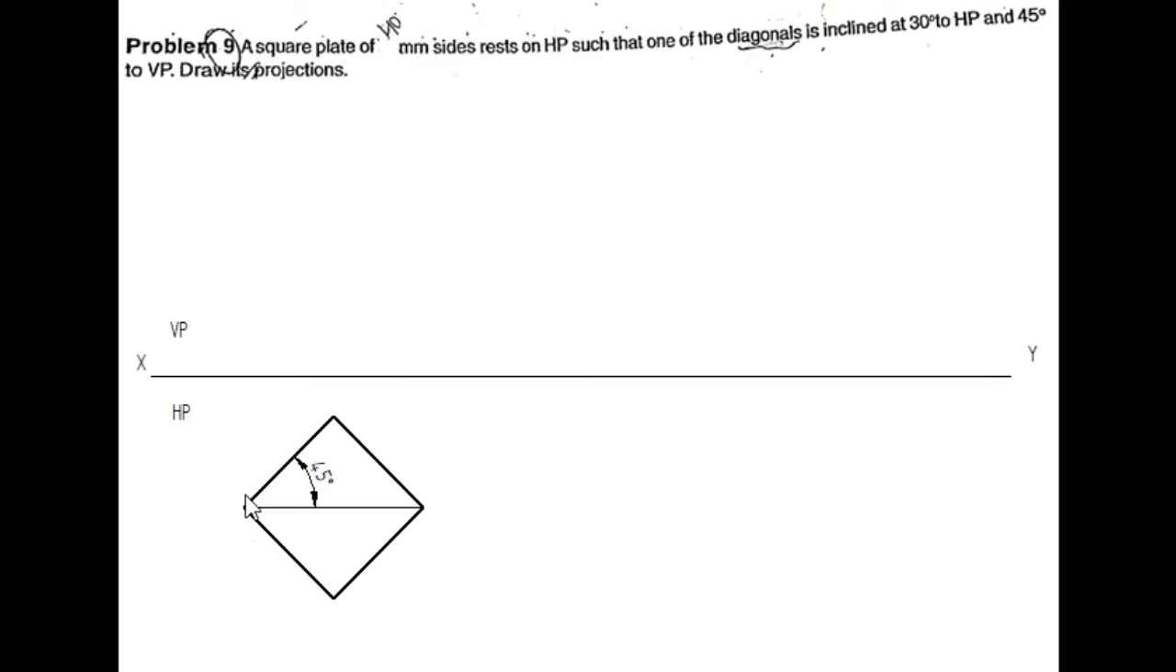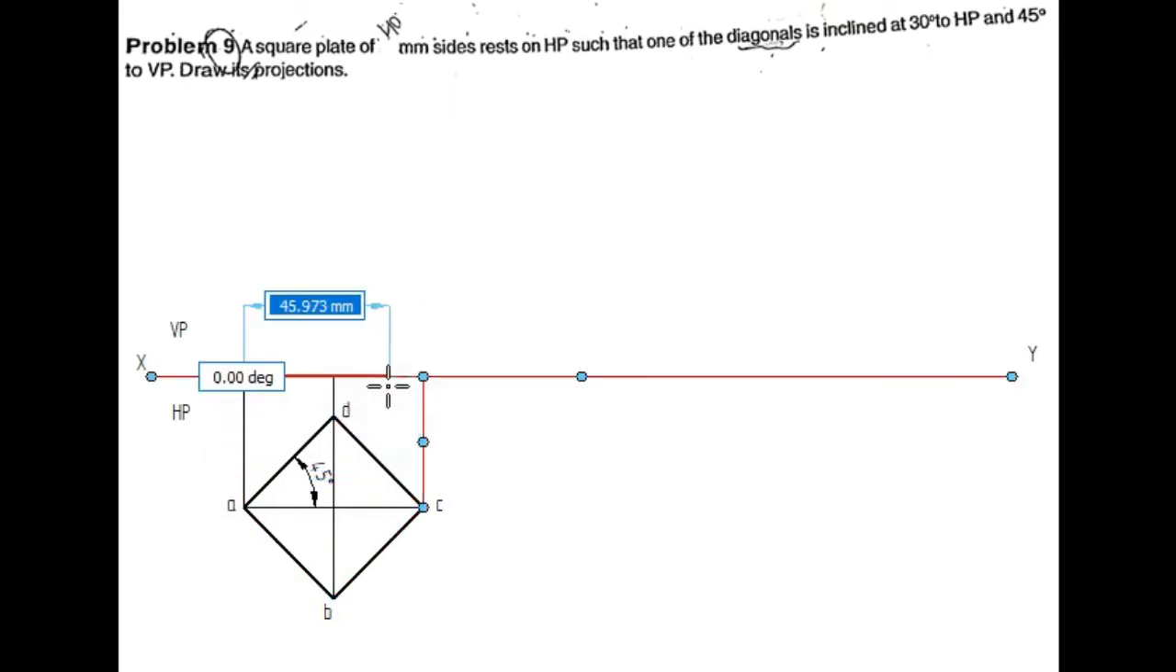For naming, I will mark this point as A, this is B, C and D. Next, I will use a projection line, extend the line up to XY line from point B, from point D too it lies on the same line. Similarly, from point C, I will extend the line. Next, the line joining from this corner to this corner will be the front view of a square lamina which has been placed on the HP plane.